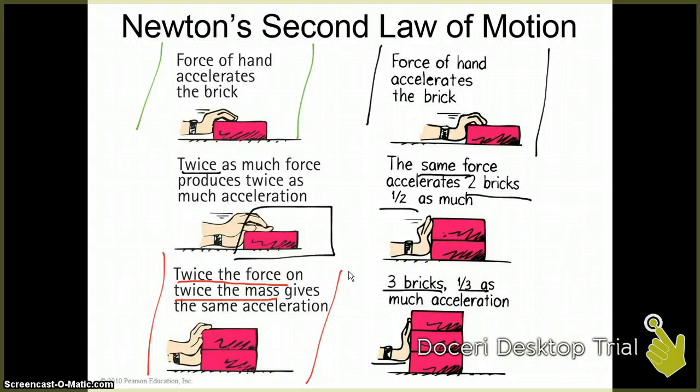The acceleration is equal to the force divided by the mass. If you keep the force the same, but triple the mass, by tripling the number of bricks that you have, you get 1/3 as much acceleration.